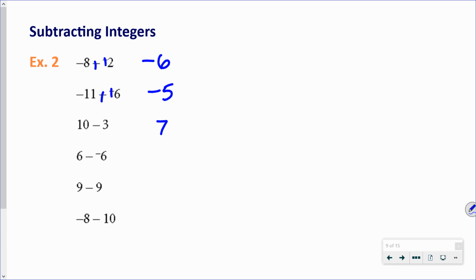Let's see, 6 minus -6, keep, change, change is actually a +12. 9 minus 9, I noticed right away that was a pretty simple one. I can just write 0. And then -8 minus 10, I'm going to do a keep, change, change, and I end up with -18.